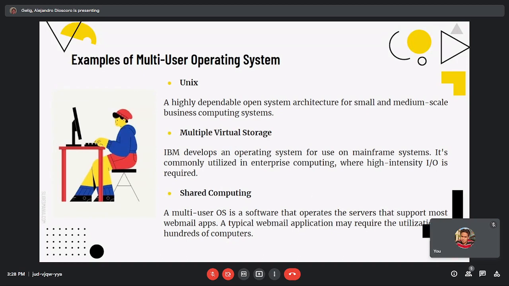Okay, so to continue, there are other examples, which include Windows XP, Vista, the Mac OS, and many other examples of multi-user operating systems.